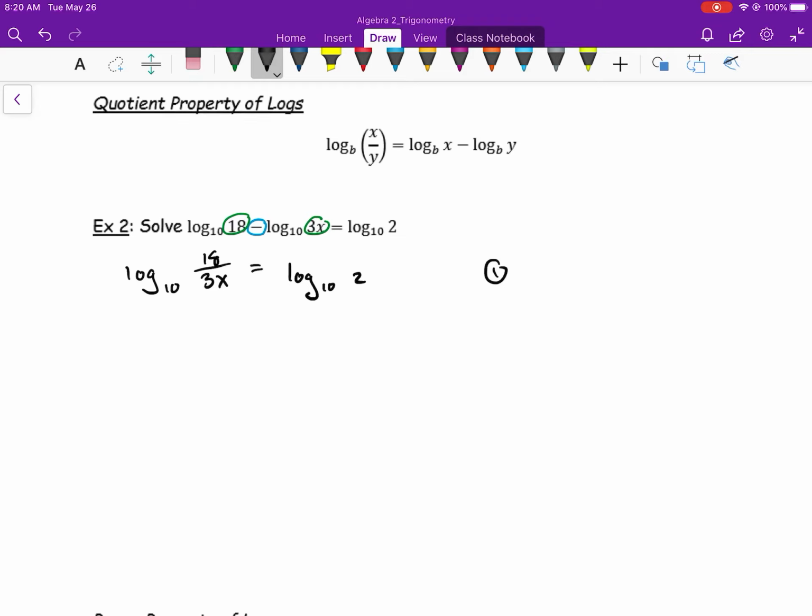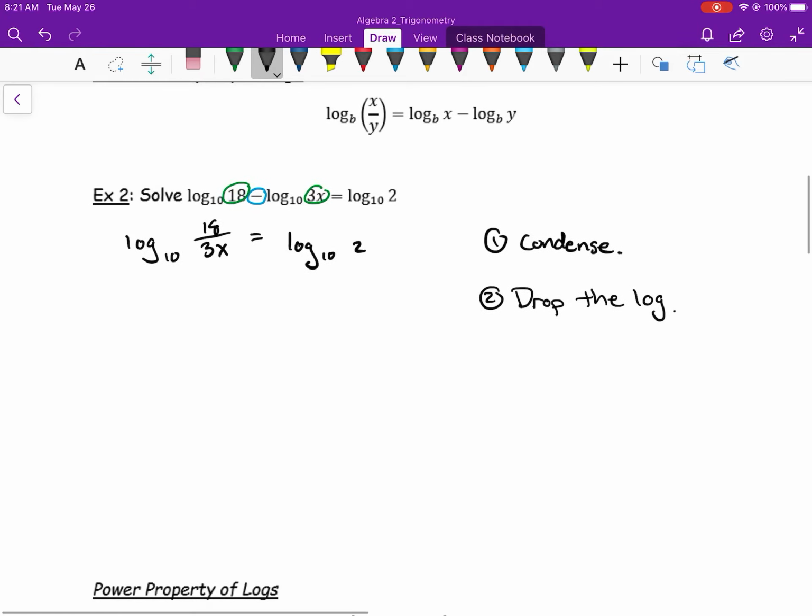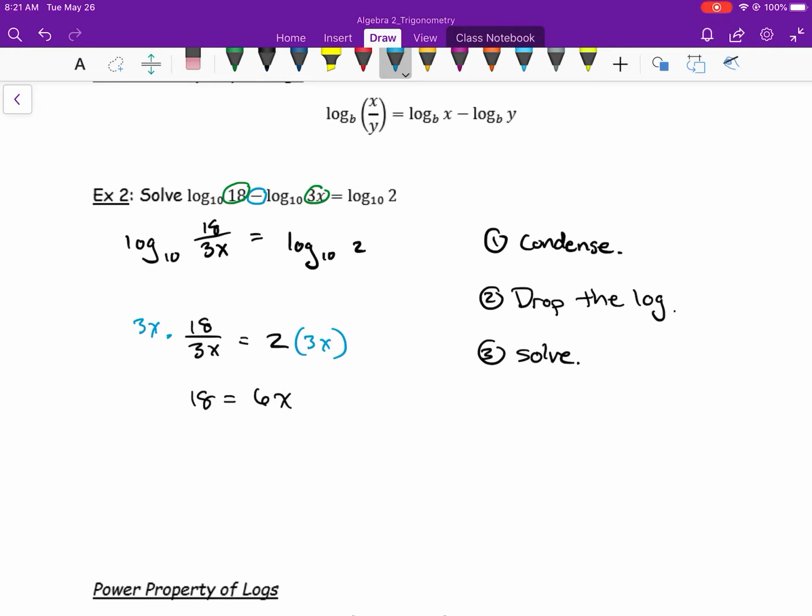Alright, so we condensed. Same base, so we drop the log. Then we get 18 divided by 3x equals 2. Now we'll solve. Multiply each side by 3x. So 18 equals 6x. Divide by 6. Get x equals 3.